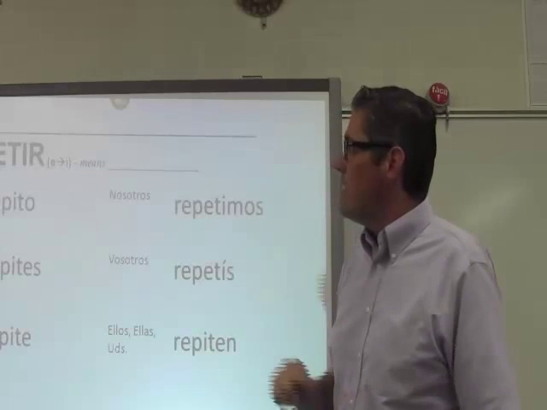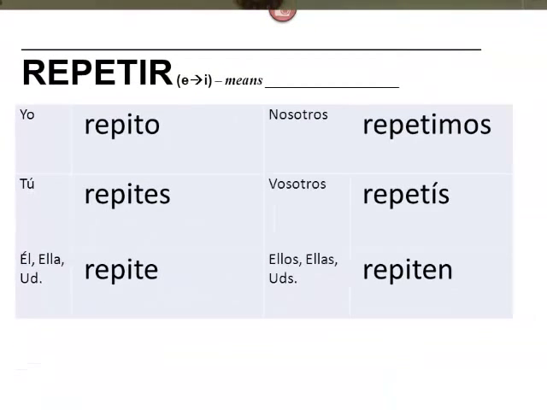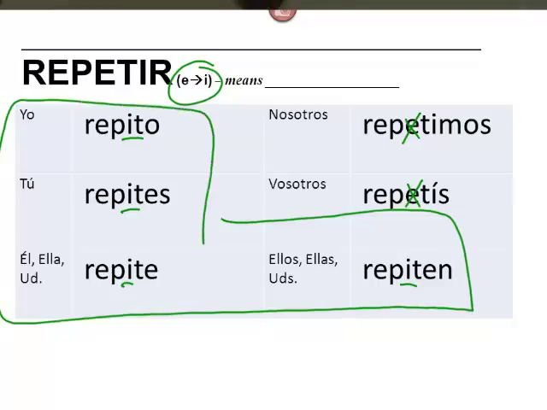Now our fourth and final verb for this chapter was repetir, E to I. We have different types of stem changers. This one's E to I. And good verb, stem changer. Yo repito las preguntas, repito las respuestas. El profesor no quiere repetir mucho, quiere decirlo una vez. He wants to say it one time. Quiere decirlo una vez. Pero por lo general, repetimos las instrucciones a veces.